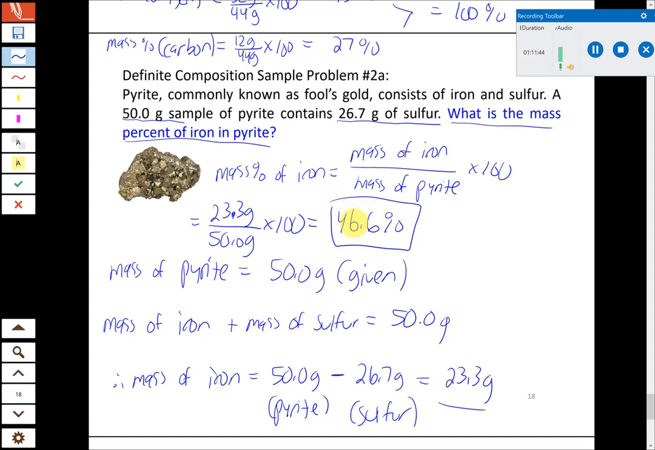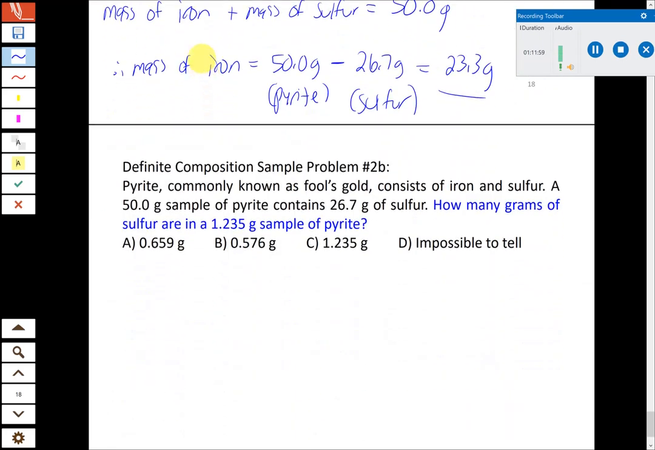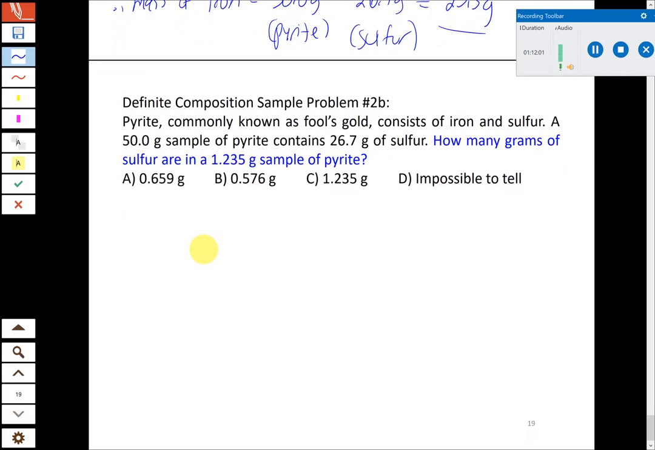So many times there's more than one way to do a problem, but I do think it's very helpful at the beginning of any problem to go to the end, figure out what we're asking, figure out what information we need, because sometimes you don't need all the information or sometimes some of it is right there for you. All right, and then the very last one I'll do is a related topic, so same substance, pyrite.